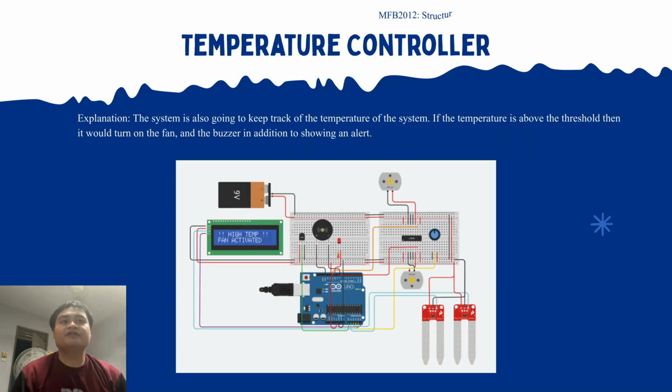As for temperature control, the system is also going to keep track of the temperature of the system. And if the temperature is above the threshold, which is more than 30, then it will turn on the fan and the buzzer in addition to showing an alert.